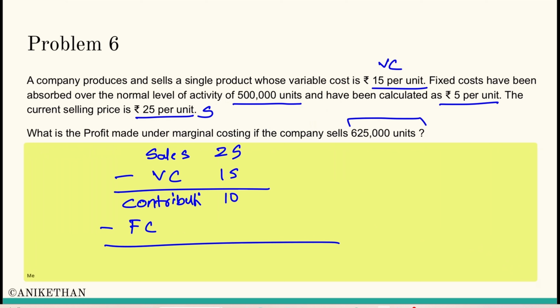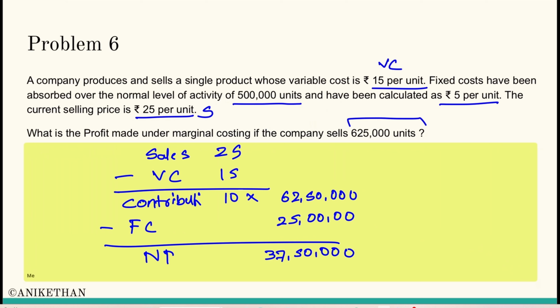Now the question arises, I have 5 per unit. Should I multiply with 6,25,000 units or 5 lakh units? Always remember, fixed cost is always absorbed at normal capacity. So I have produced 6,25,000 units. So my contribution will be 62,50,000 minus my fixed cost, which is 5 lakh units multiplied by 5 per unit. This will be 25,00,000. So I should not multiply this with 6,25,000 units, and I will get 37,50,000 rupee. So this is my net profit.